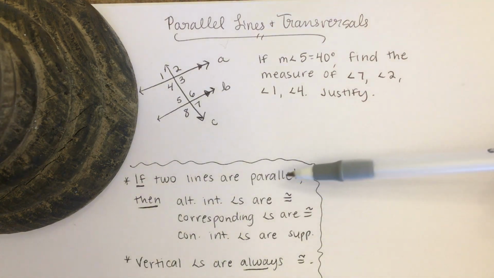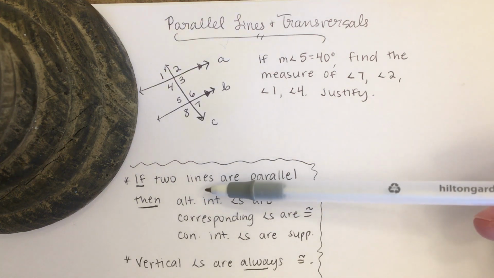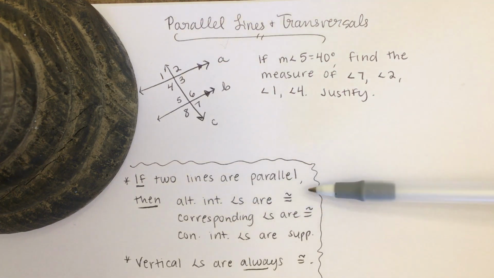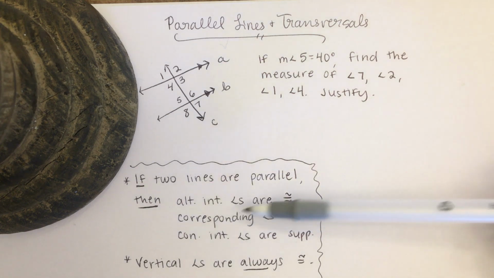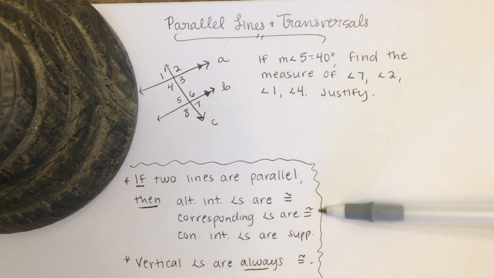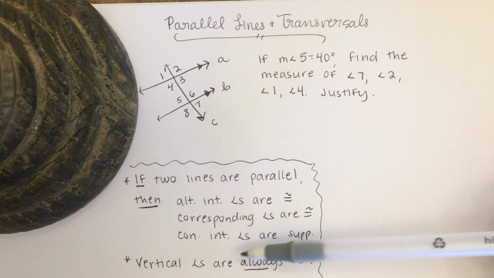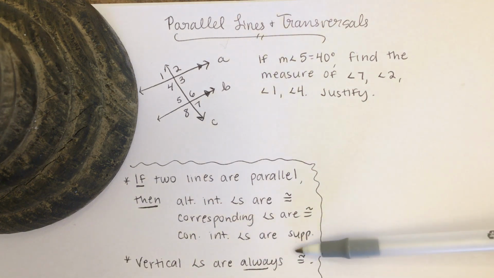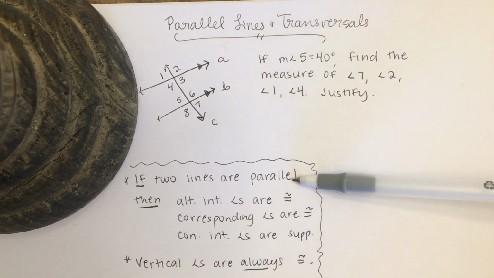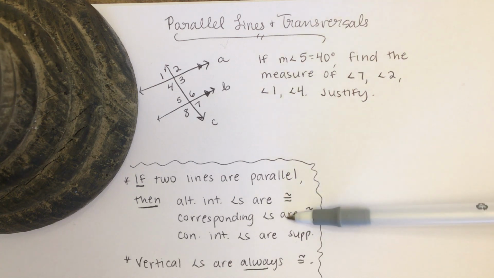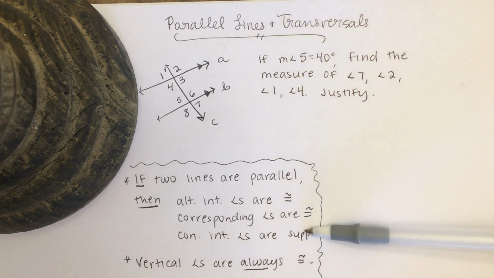So as a quick review down here at the bottom, if two lines are parallel, then my alternate interior angles are always going to be congruent. My corresponding angles are always going to be congruent. And my consecutive interior angles are supplementary. So again, these statements here only work if I know my lines are parallel. And if they are, I've got alternate interior angles and corresponding angles that will have the exact same measure. And then my consecutive interior angles will add up to 180.